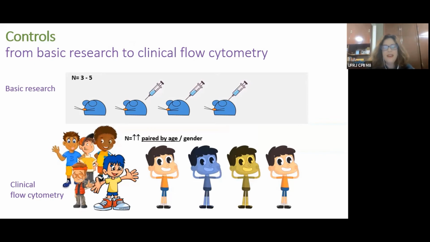Before beginning, we also have to compare basic research to clinical flow cytometry concerning controls. In basic research, we have to have 3 or 5 repetitions of one experiment, for instance. In clinical flow cytometry, we have a huge variability in the controls, so we have to have higher numbers of controls paired by age and by gender.